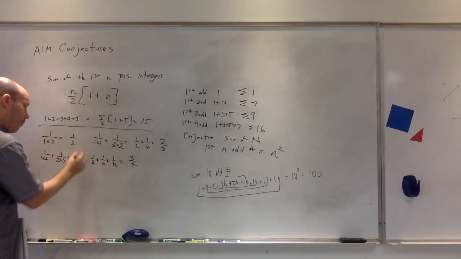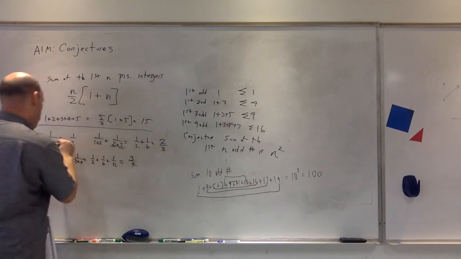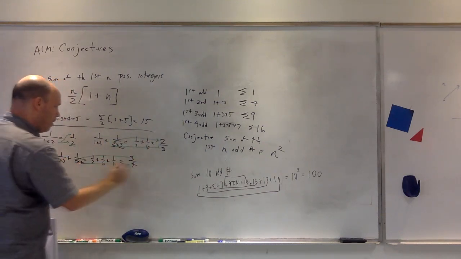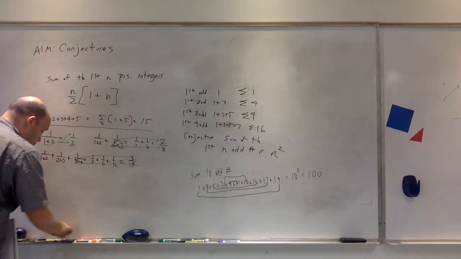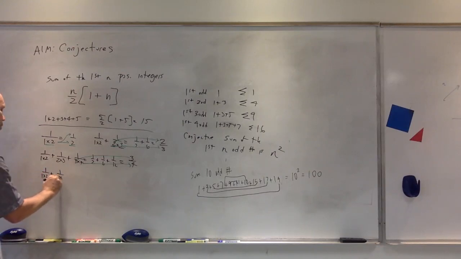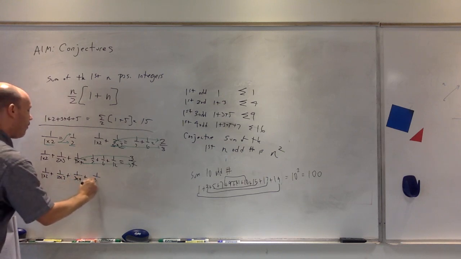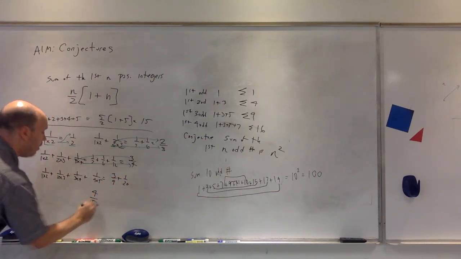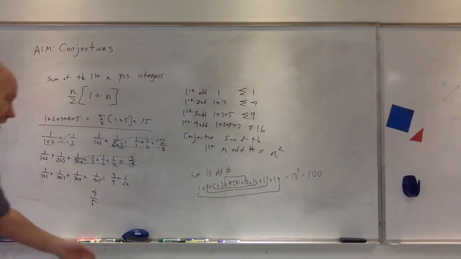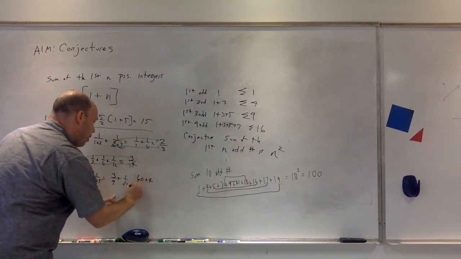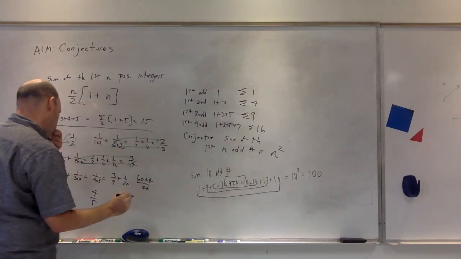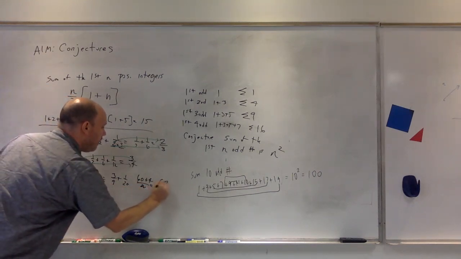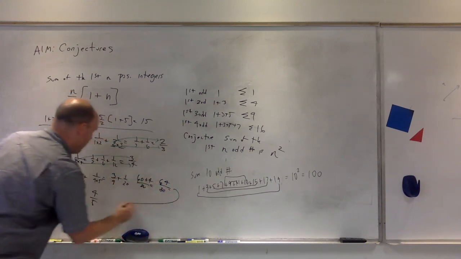Let's do another one. Here's our examples. 1 over 1 times 2 plus 1 over 2 times 3 plus 1 over 3 times 4 plus 1 over 4 times 5 equals, we know it's 3/4 plus 1/20. The claim is that this is 4/5. That's the conjecture I'm coming up with. Does it work for this one? Let's see. 60 plus 4 over 80. Whoops, 64 over 80, divided by 16, we get 4 over 5.